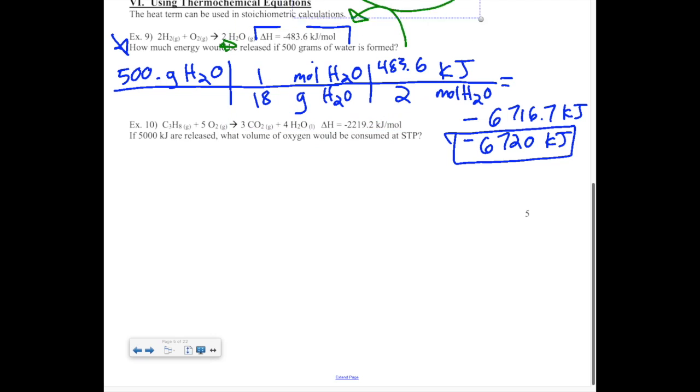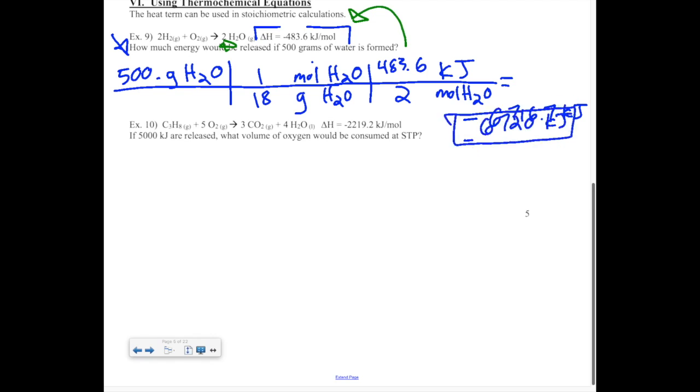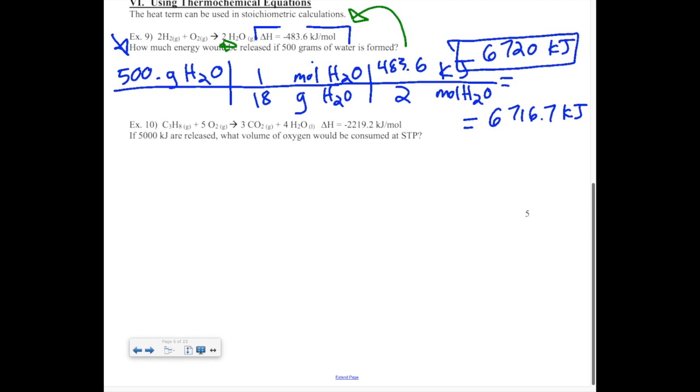Let me get this out of here. And we're going to look at example number 10. I'm going to get this out of here too. So example number 10 is going to take a look at this. And we're going to have our reaction, the combustion of propane. So propane plus oxygen makes CO2 plus water. And it releases 2,219.2 kilojoules per mole.